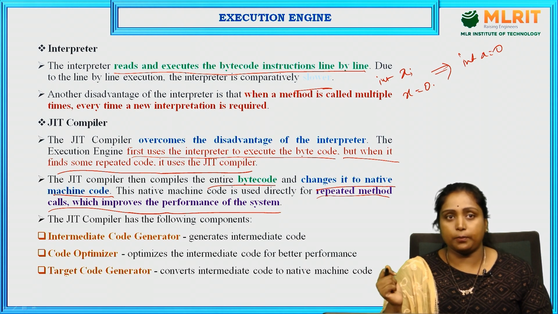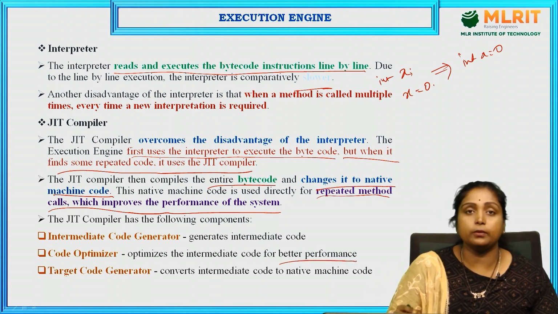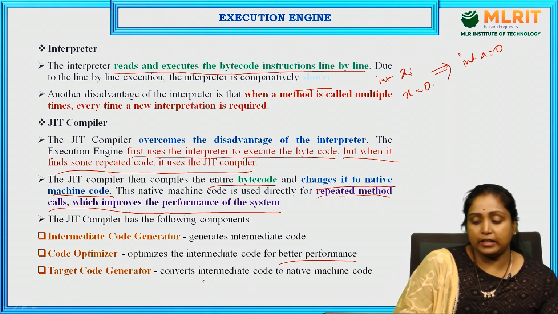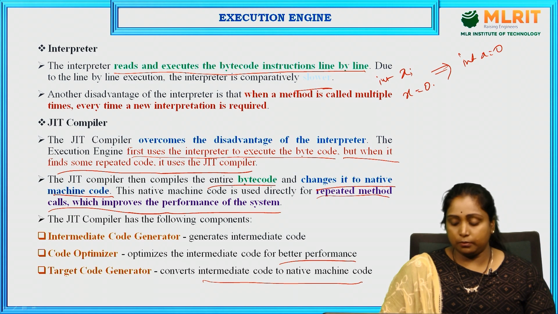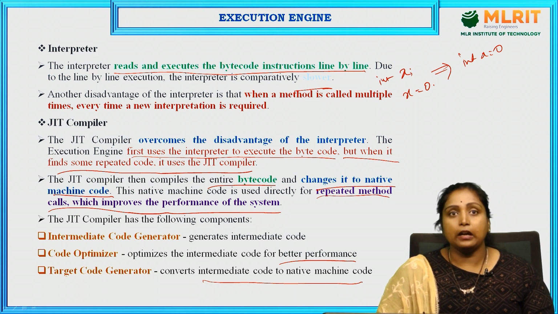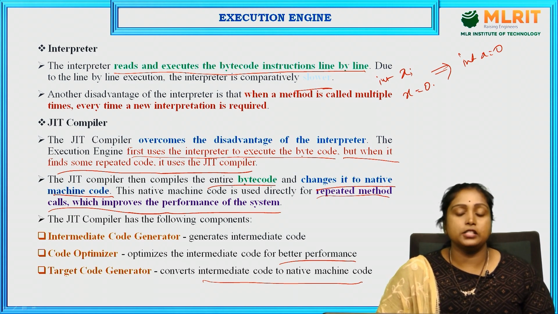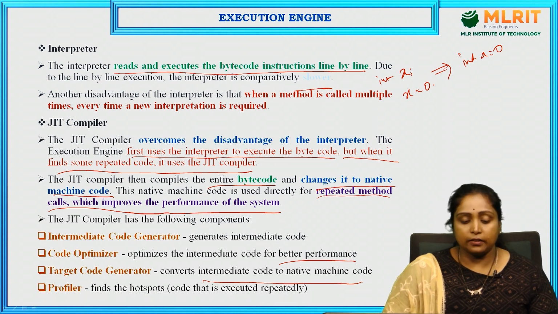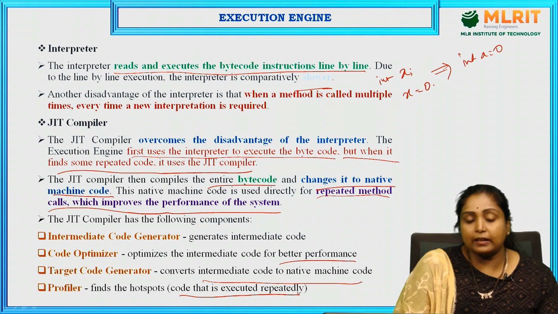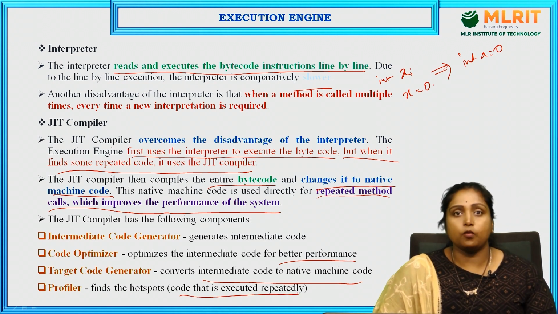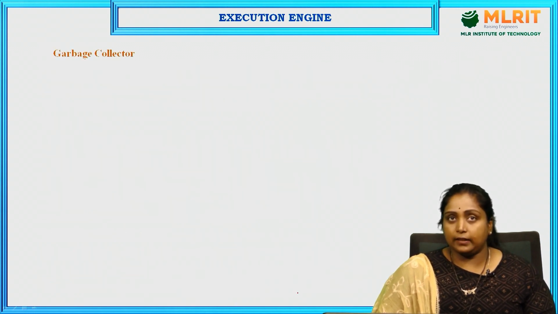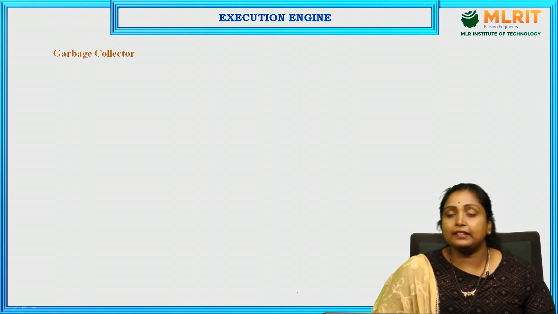That is code for better performance. This will be used for better performance. Now the target code generator converts the intermediate code to native, machine-level code. These are the three components used in the JIT compiler. And the profiler finds the hotspot, the code that is executed repeatedly. Which code is executed repeatedly would be found by the profiler. So these are the two components in the execution engine, and the third component is the garbage collector.